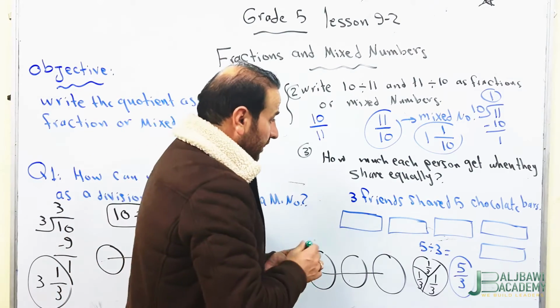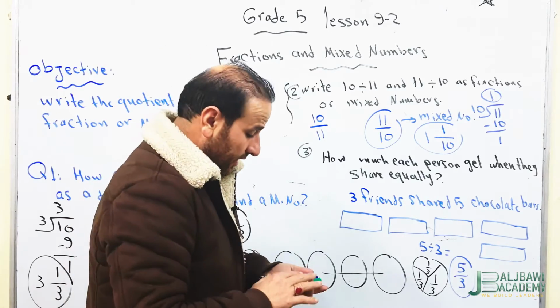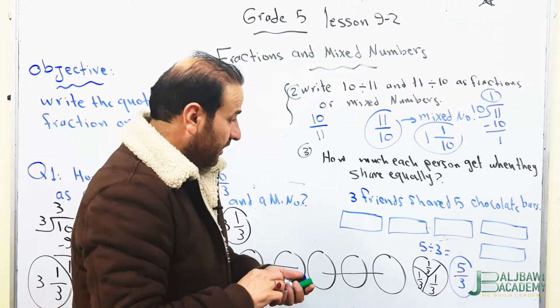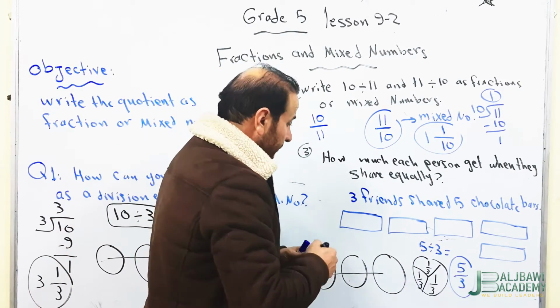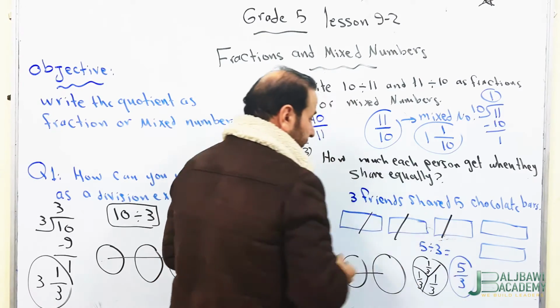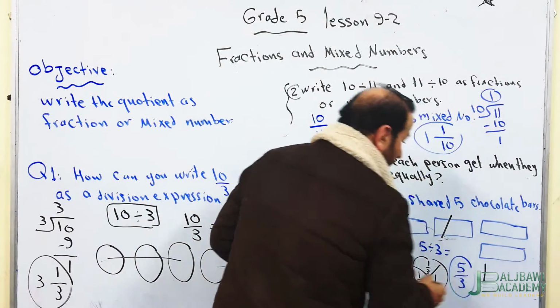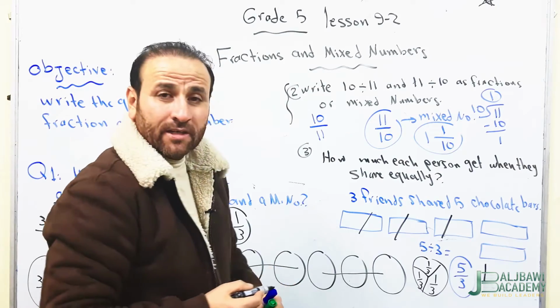I can do long division, or I can do it using the models. I will show you using the models, then I will show you with long division. Now, 5 divided by 3, because they are 3, first of all, each one of them will take 1 whole. Now, we still have how many parts?